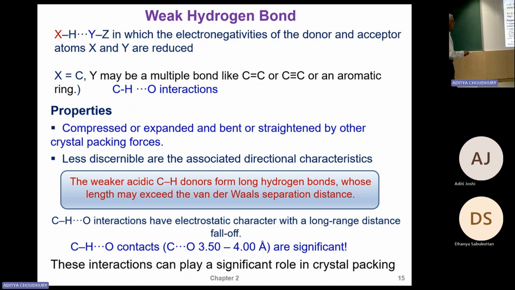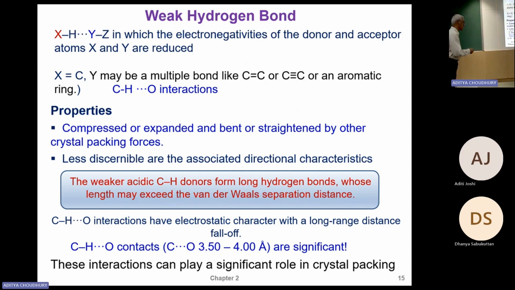The other very important thing which I put inside this box is that the weaker acidic CH donor forms long hydrogen bonds whose length may exceed the van der Waals separation distance. Previously, I mentioned the rule of thumb to find out the bonding between the groups is to look for the distance. If the distance is less than the sum of the van der Waals radii, then you have a bonding present. The CH-O interaction is an exception.